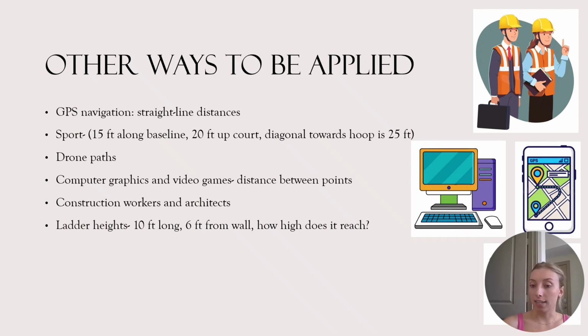Okay, so I used the example of an archaeologist and also a pilot, but this instance is going to be with GPS. We can use it to make straight line distances. Even in sports, if we know a player's strengths and weaknesses and we want to put our best player on the field, but they can't shoot this far, they can't shoot this high, they can't shoot this long, we can navigate that, or calculate that, I mean. Let's say he's running 15 feet along the baseline, 20 feet up the court, and then he's going to go diagonal towards the hoop, which is 25 feet.